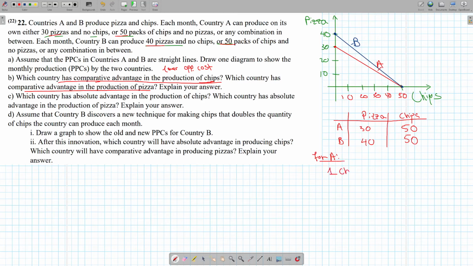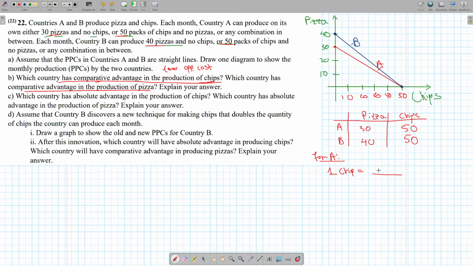You say one chip equals, and if you're calculating opportunity cost for chips, that means when you divide, chips is down. That's the rule, that's how I remember it. You can do whatever you want, but that's how I memorized it. One chip, you divide these two numbers, but which one goes up and which one goes down? Like I told you, if you're calculating opportunity cost for chips, then chips goes down.